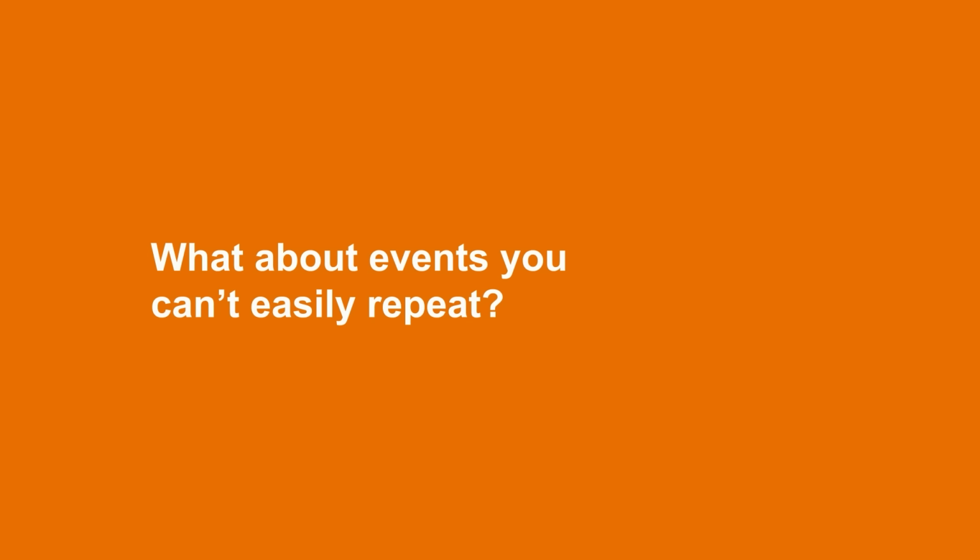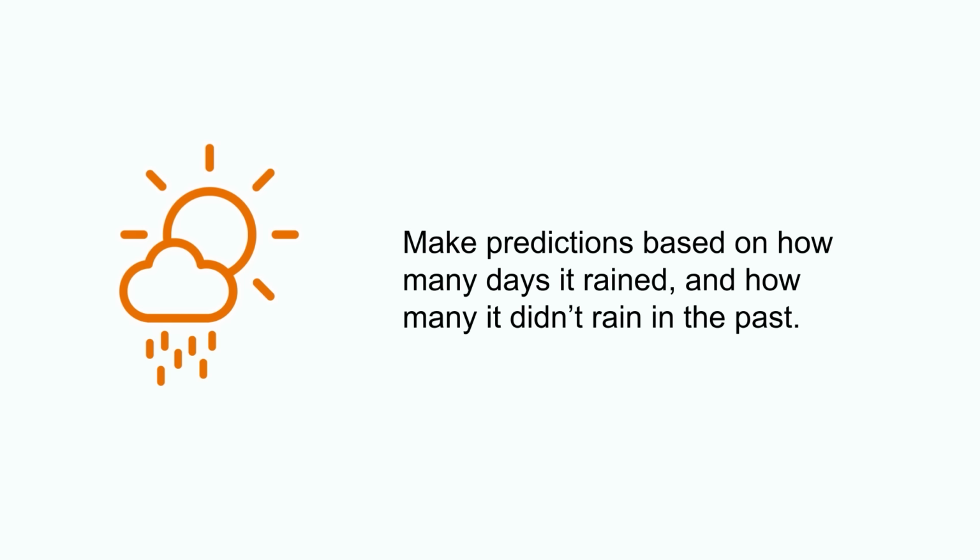But what about events that you can't easily repeat? What if I want to know the probability of whether or not it will rain today? I can't just make days appear out of thin air and then start counting the ones with rain. I could look into the past and see how many days it rained, how many days it didn't rain, and make my prediction that way. Does this seem like a good idea? Well, not really, but why not?